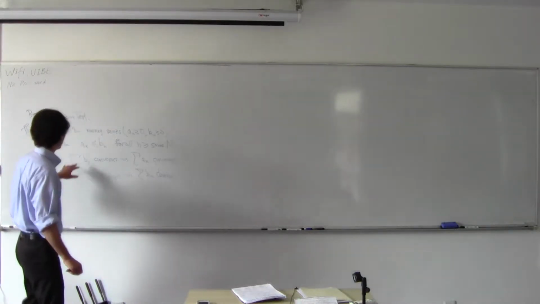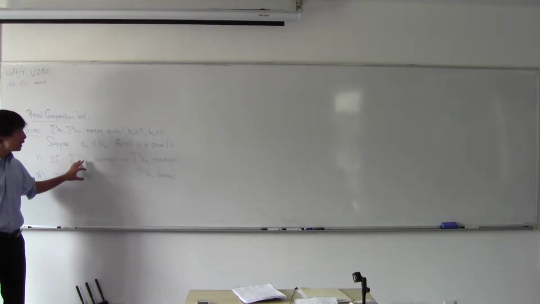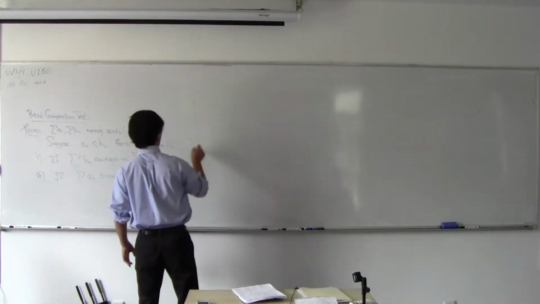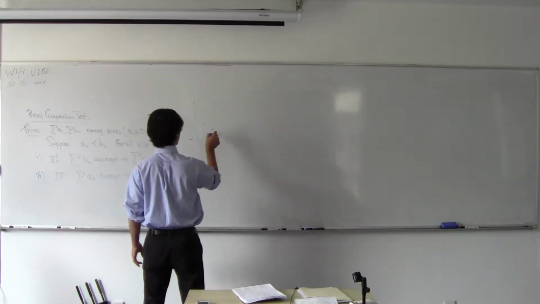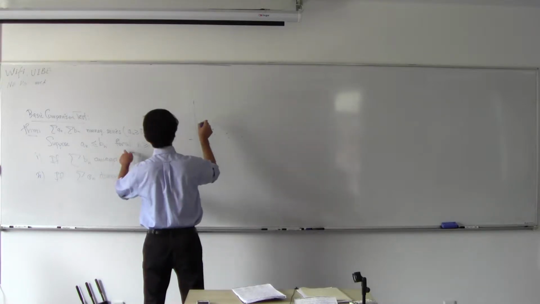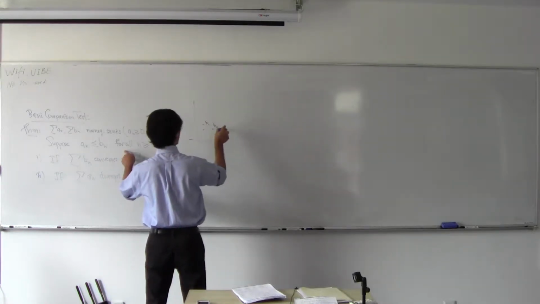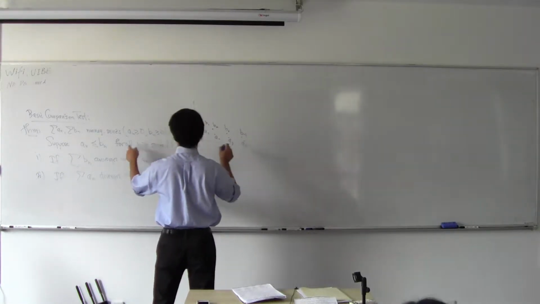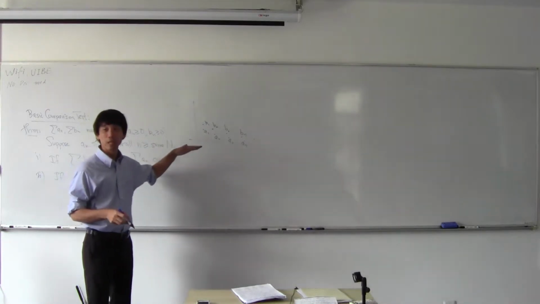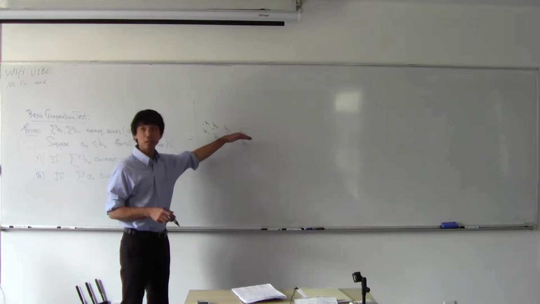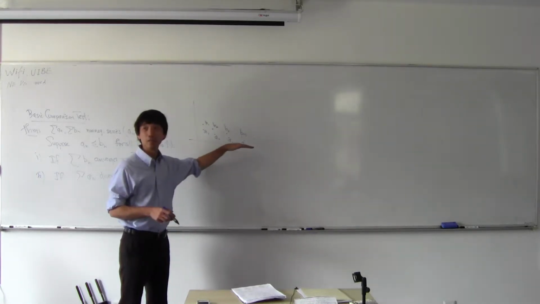Okay. So here's the basic comparison test, right? It says that if you have two sequences, and one of them is bigger than the other, right? You have two non-negative sequences and one is bigger than the other, then if the sum of the big guy converges, then the sum of the little guy converges too.